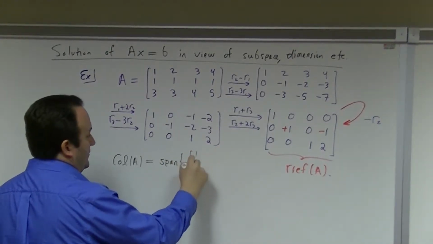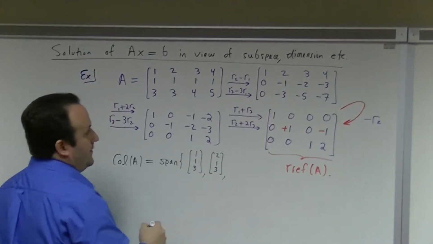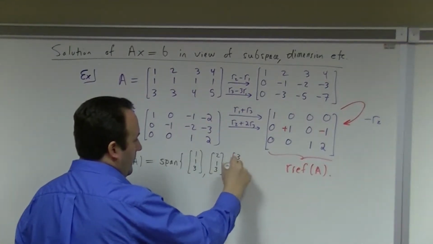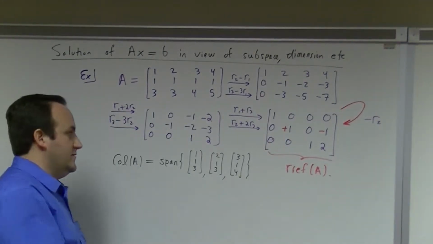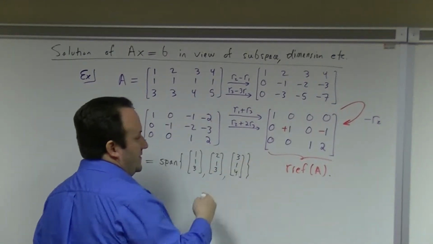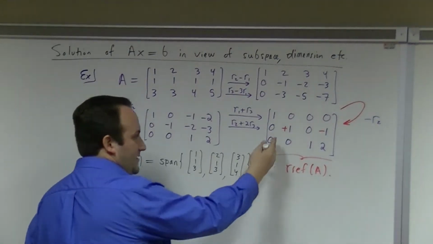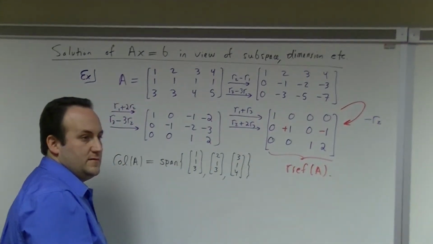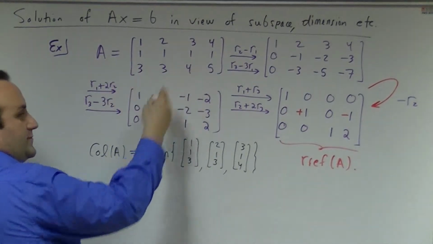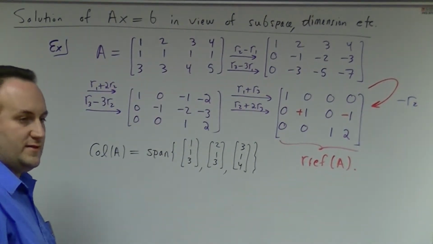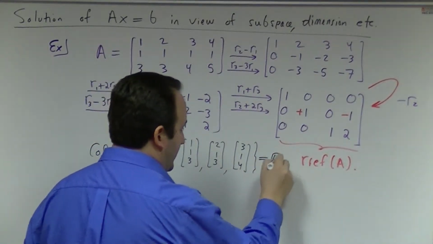You could look at it as the span of 1, 1, 3; 2, 1, 3; and 3, 1, 4. That seems like a lot of writing, because we could just look at this and go, aha, the column space is a subset of three-dimensional space. I have 3 linearly independent columns in the reduction, therefore by the column correspondence property, the original 3 columns were also linearly independent. 3 linearly independent vectors have to span everything. So the column space of A is in fact R3.